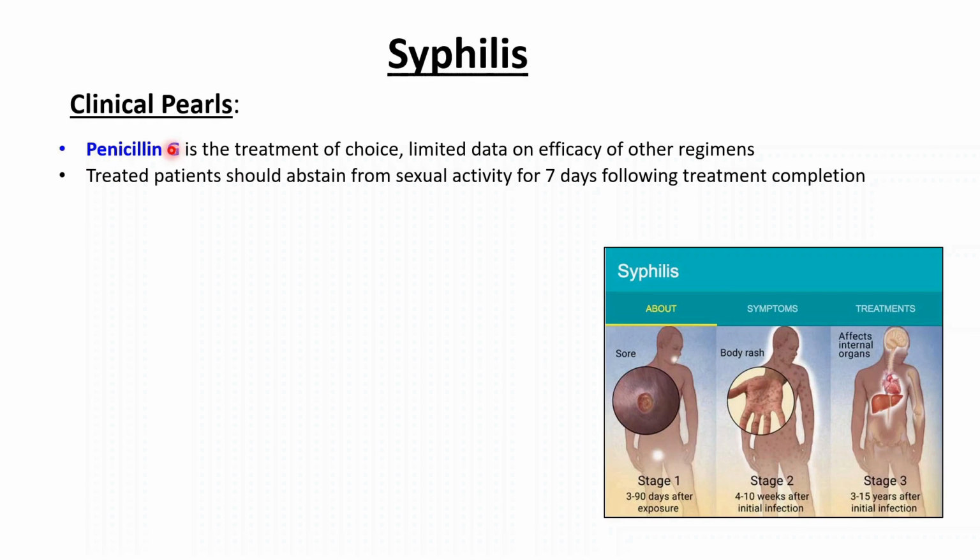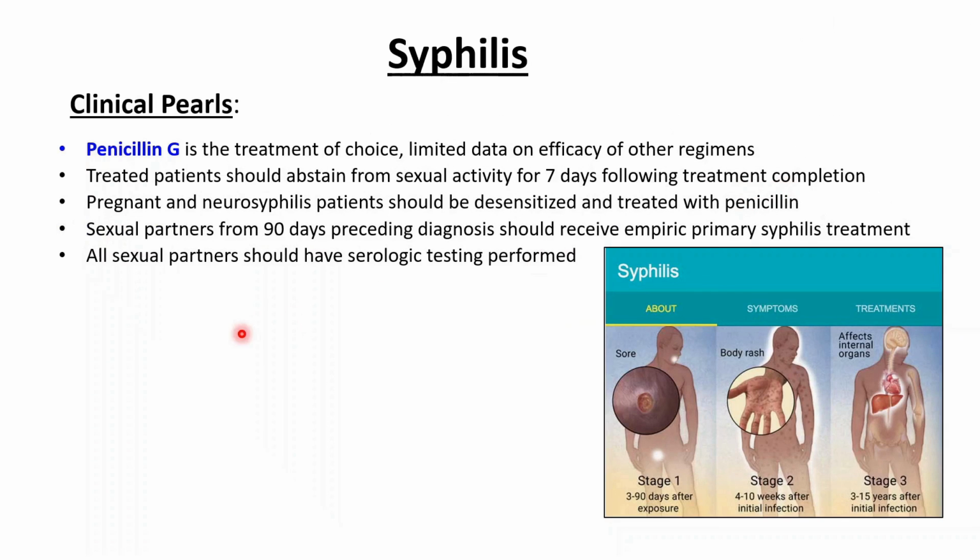Clinical pearls regarding syphilis. Penicillin G is the treatment of choice. There's limited data on the efficacy of other regimens. Patients should abstain from sexual activity for 7 days following treatment completion. Pregnant and neurosyphilis patients should be desensitized and treated with penicillin. Sexual partners from 90 days preceding diagnosis should receive empiric primary syphilis treatment. All sexual partners should have serologic testing performed.